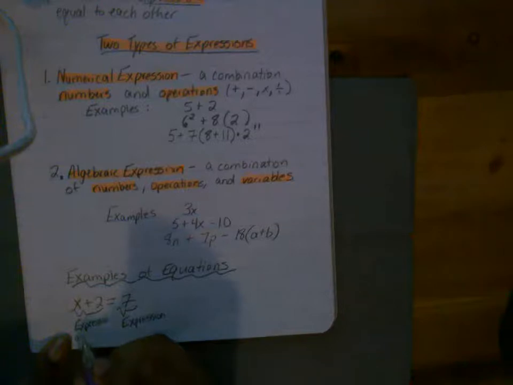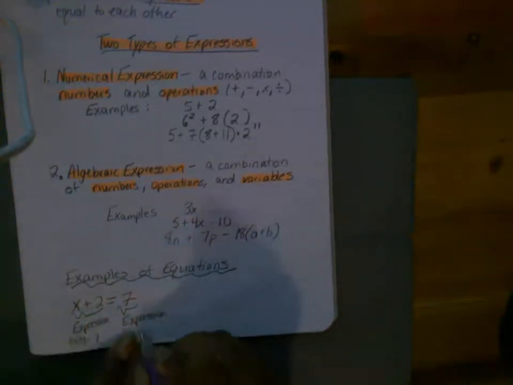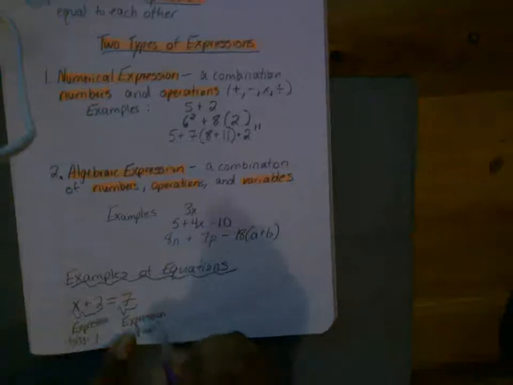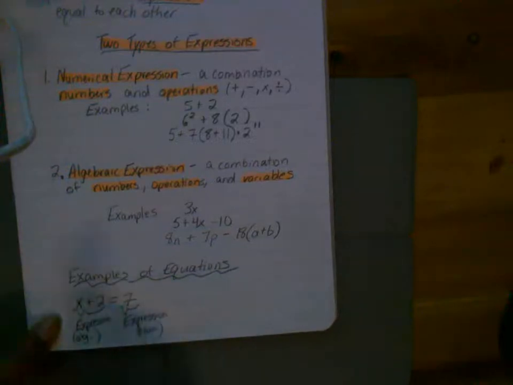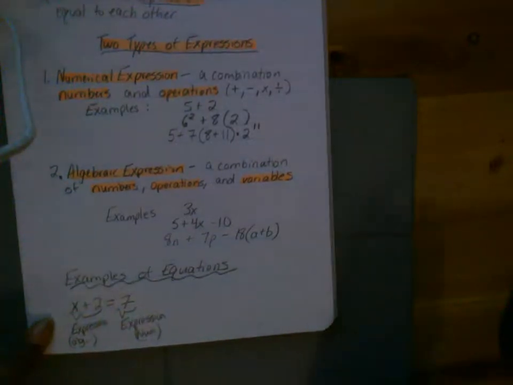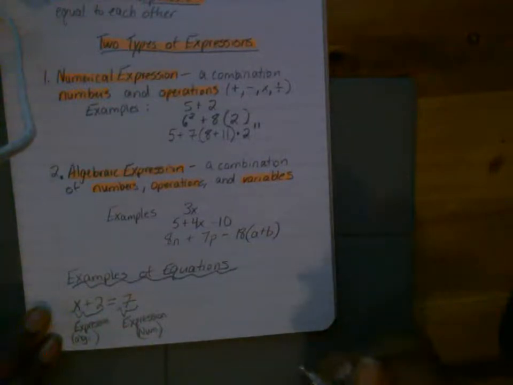Over here, this is an algebraic, I'm going to abbreviate. And over here, this is a numerical, I'm going to abbreviate. But you have two expressions that are made equal to each other. This is an equation. It's a one-step equation, but it's still an equation. You may have longer equations.